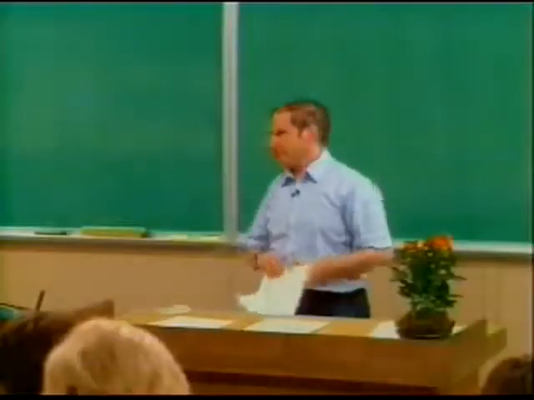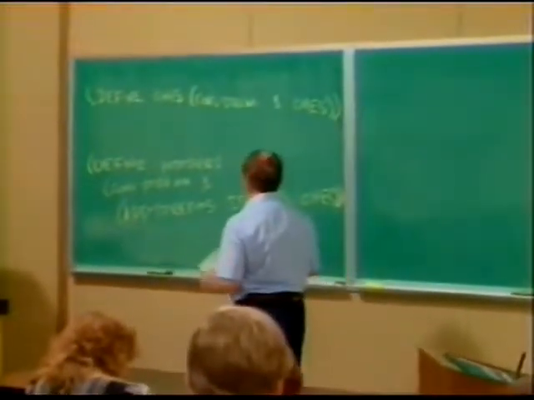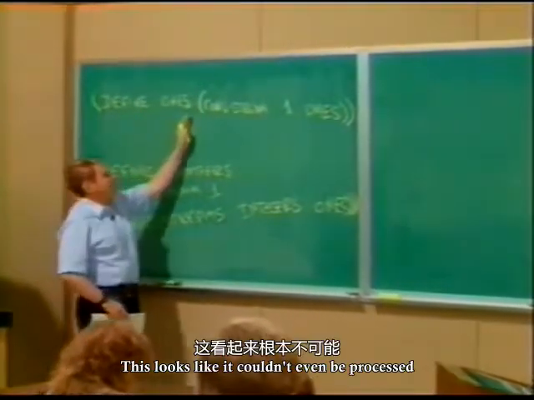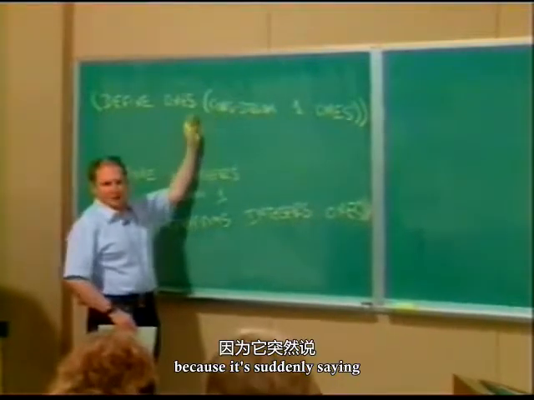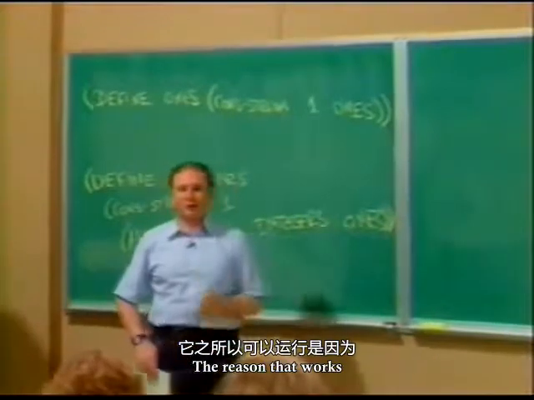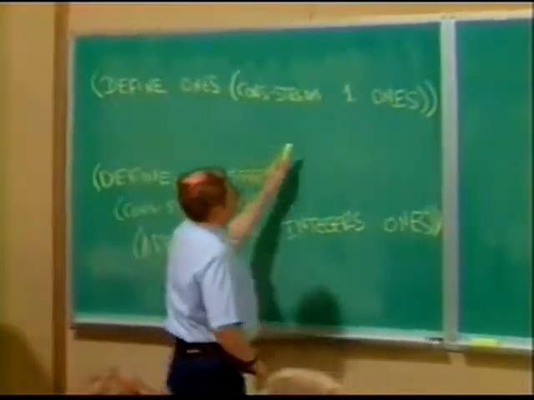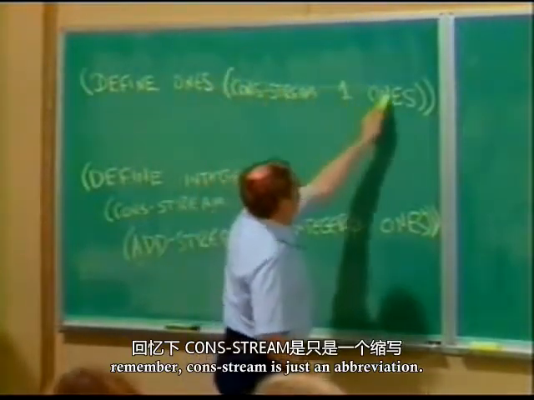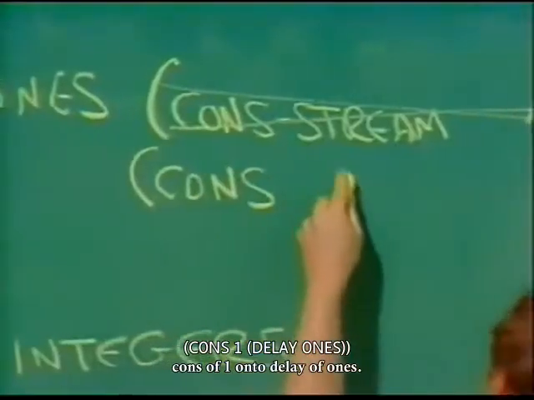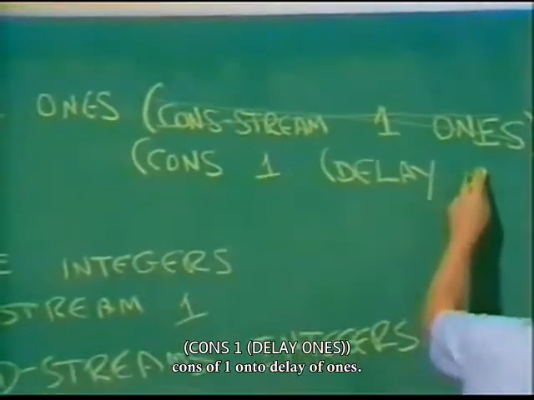Right? That looks pretty suspicious. Notice that it works because of delay. Let's take a look at ones. This looks like it couldn't ever even be processed, because it's saying, in order to know what ones is, I say it's cons-stream of something onto ones. The reason that works is because of that very sneaky hidden delay in there. Because what this really is, remember, cons-stream is just an abbreviation. This really is cons of 1 onto delay of ones.